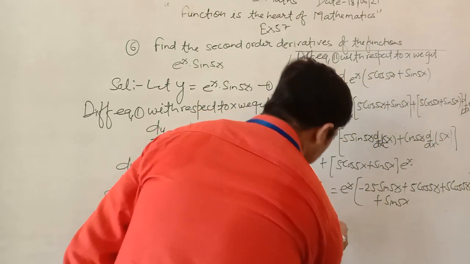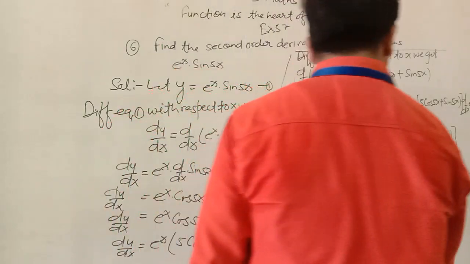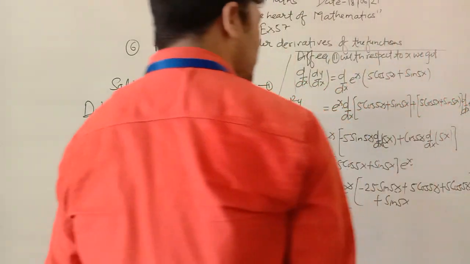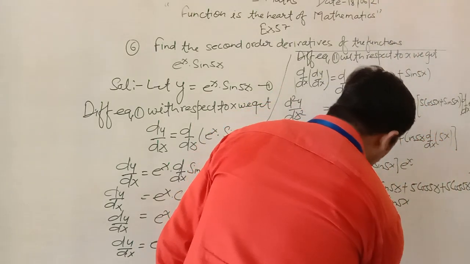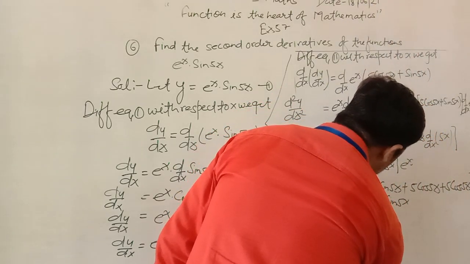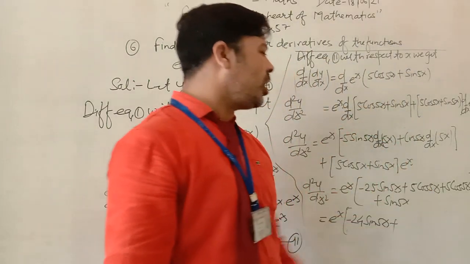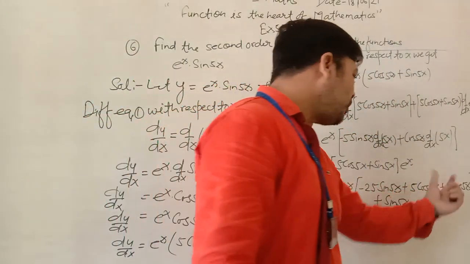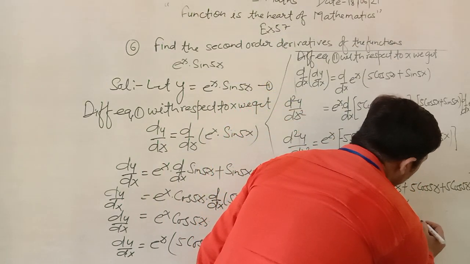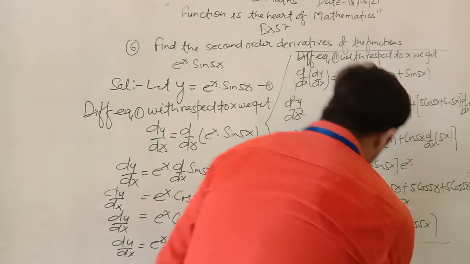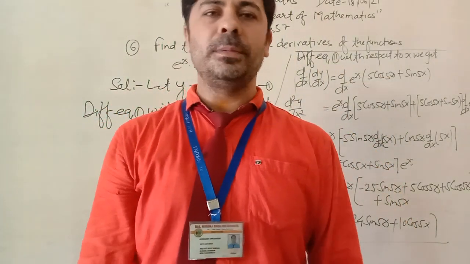Here you will get e to the power x times minus 25 sin 5x plus sin 5x gives you minus 24 sin 5x, plus 5 cos 5x plus 5 cos 5x gives you 10 cos 5x. This is the value of the second order derivative of the given function.